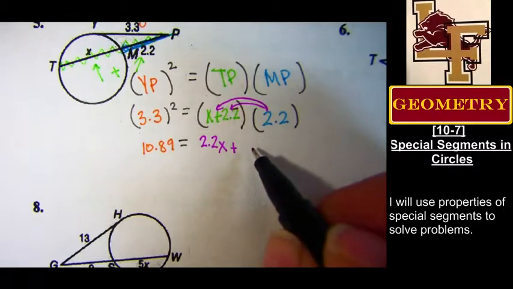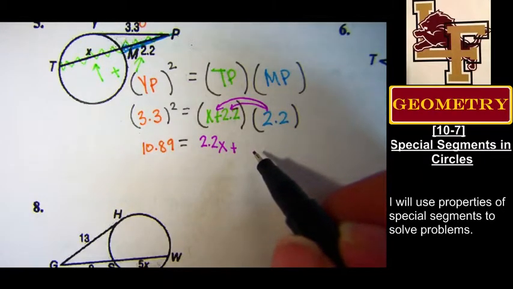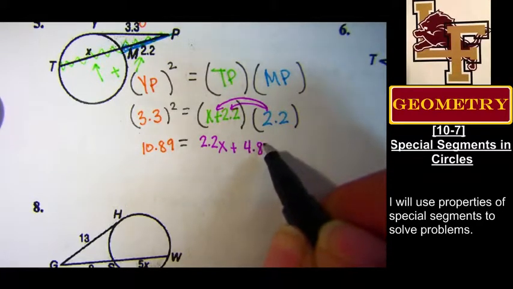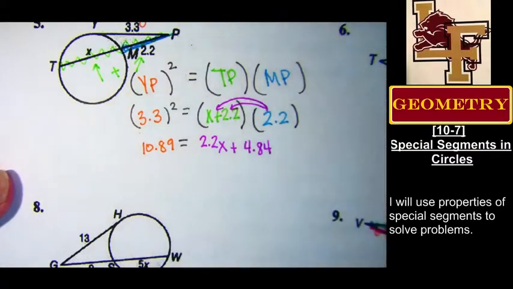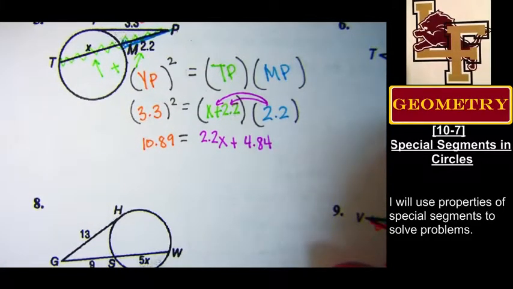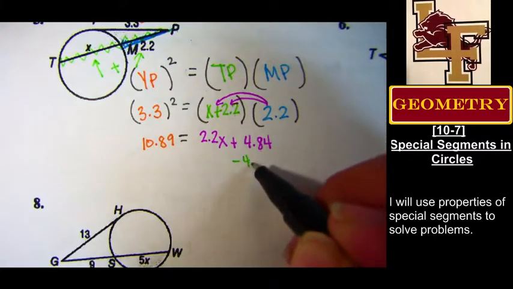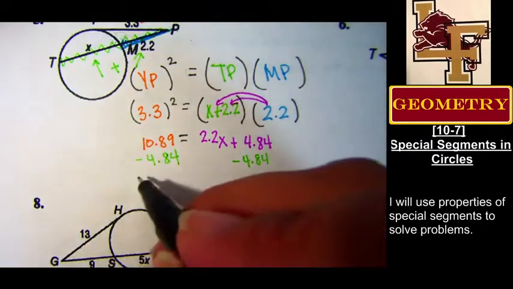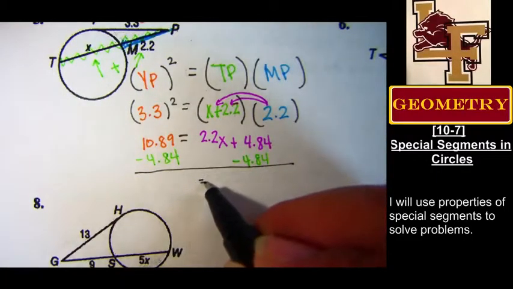4.4? That feels odd. 4.84 feels better. Oh, because I already have the answer? I've already done this one like 4 times. All right, now what? Yeah, now I need to get x by itself, so what do I do? Yeah, subtract this thing. Okay, 10.89 minus 4.84.